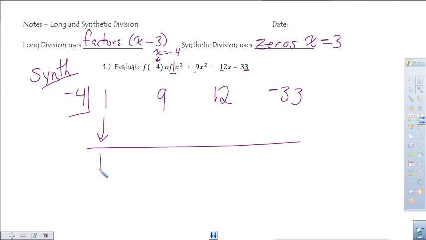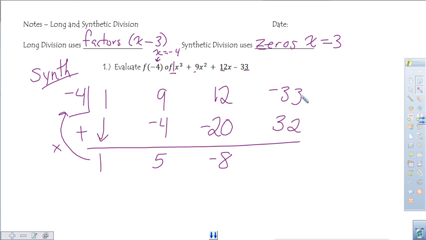First number is 1, and then we multiply. 1 times negative 4 is negative 4, and then here we add. 9 plus negative 4 is 5. 5 times negative 4 is negative 20. We add these and get negative 8. Again, multiply this guy by the negative 4 and get 32. When we add them, we get a negative 1.